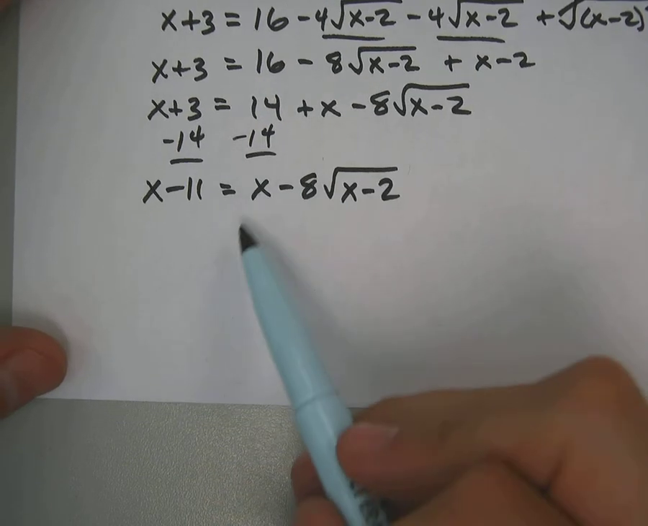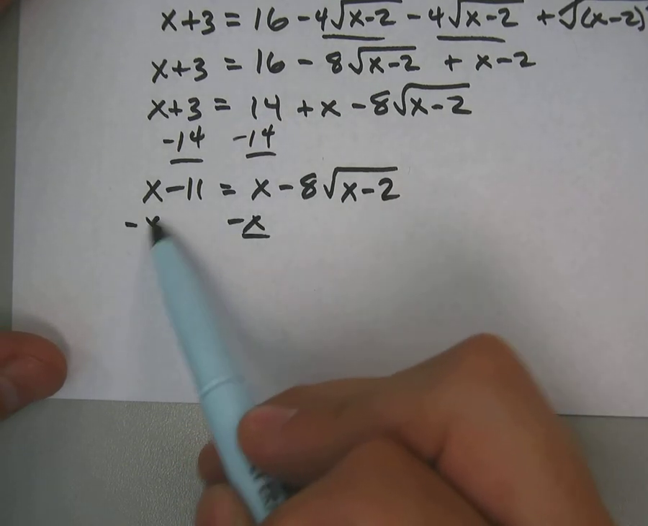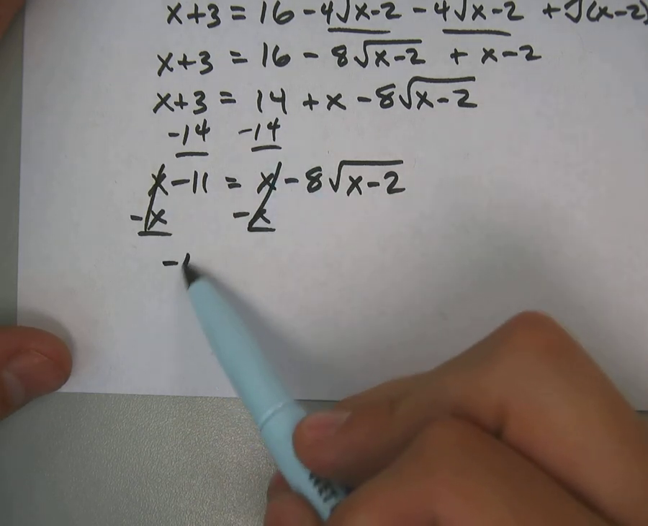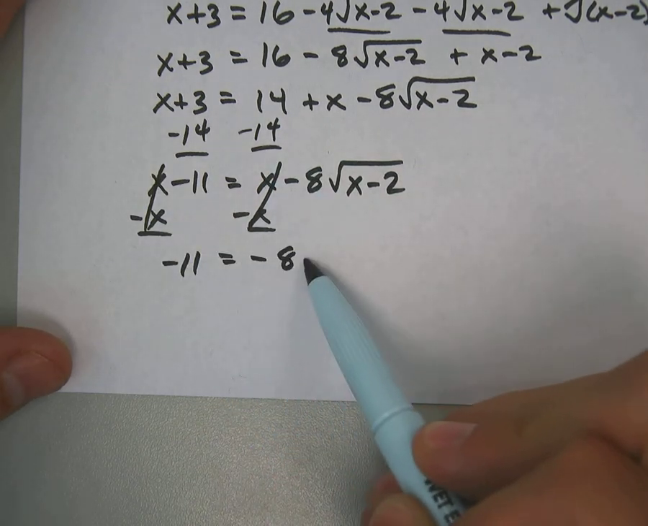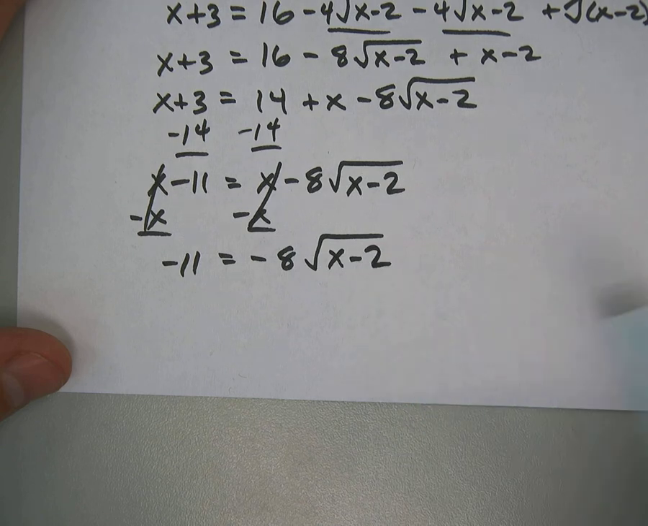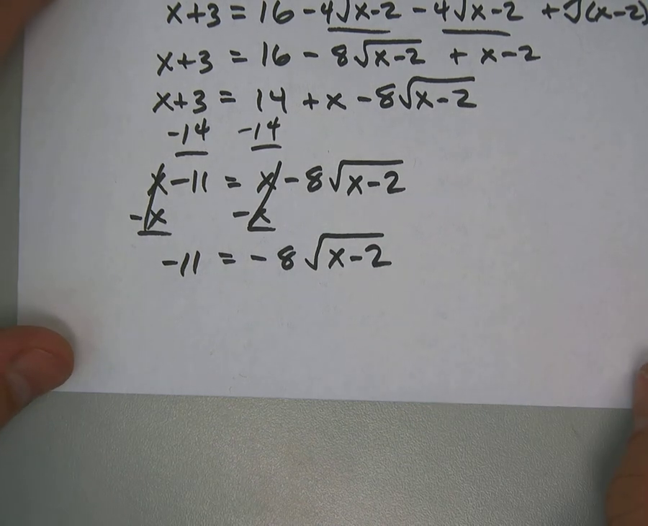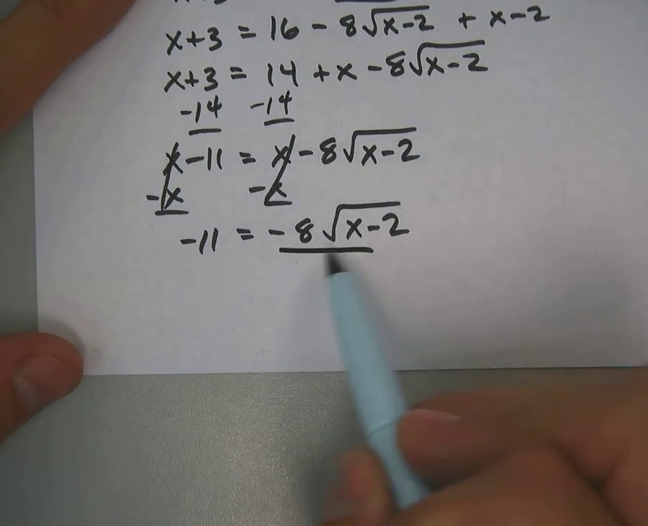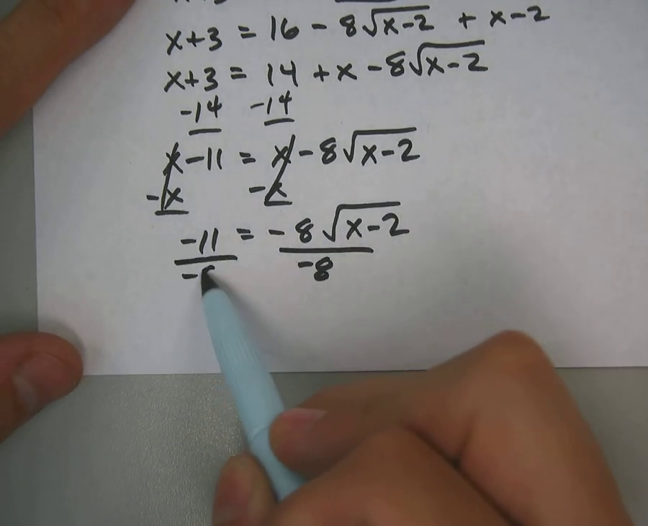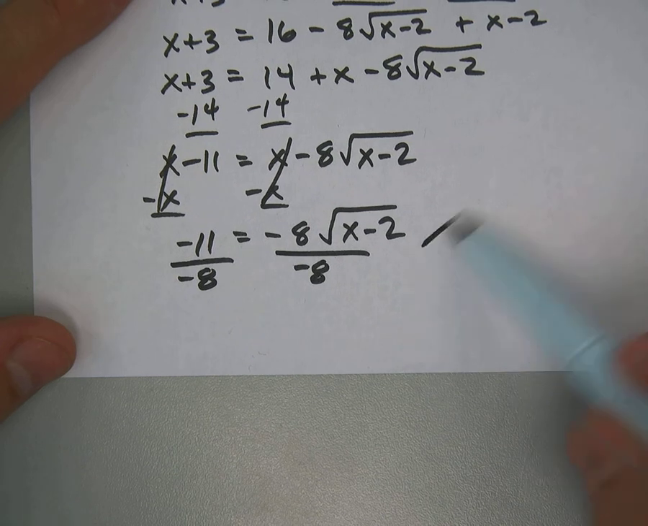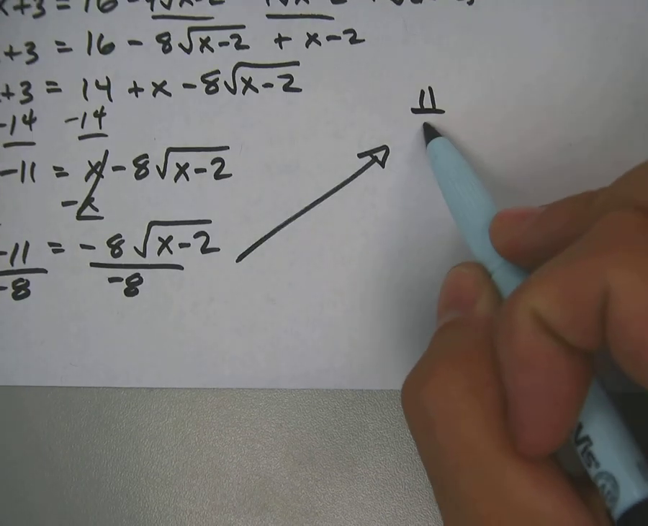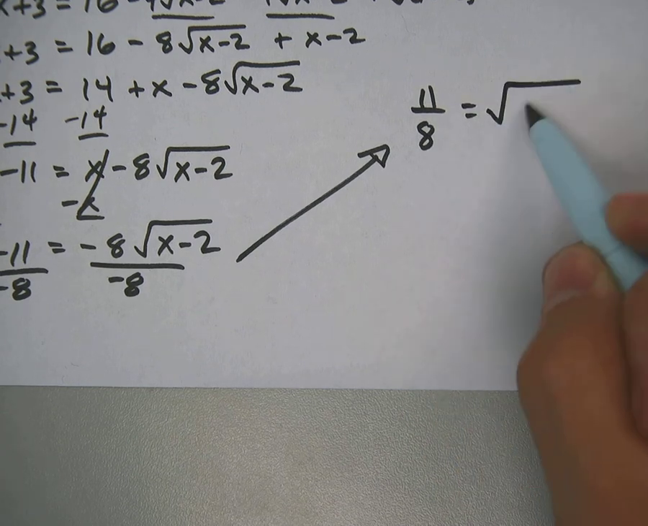I'm also going to subtract this x, get that over there too. And conveniently, these x's cancel out. So we get negative 11 equals negative 8, pardon me, times square root of x minus 2. Last thing, the radical is not all by itself, so we're going to divide by negative 8. If I move my work over here, let's simplify a little bit. We get 11 over 8 equals the square root of x minus 2.